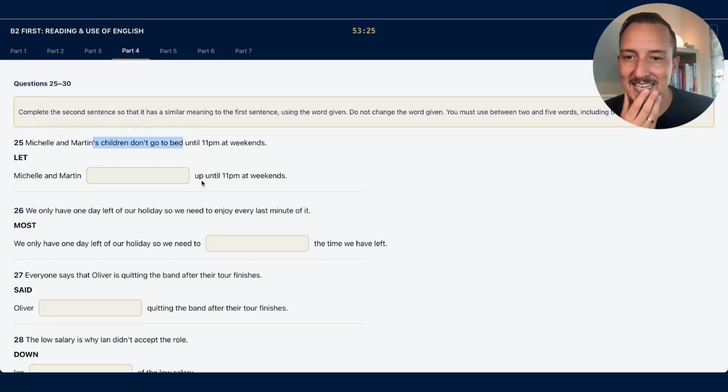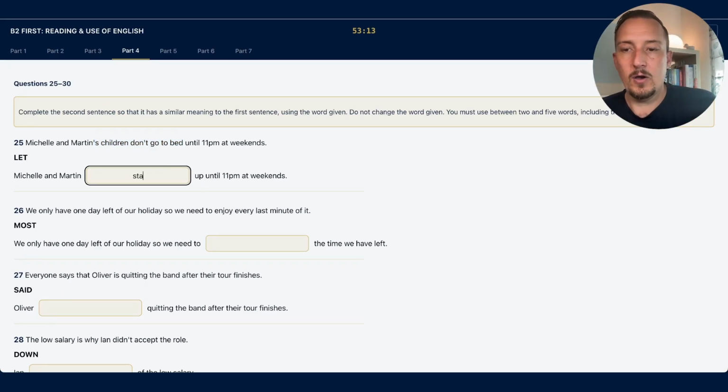Now, notice in the second sentence, we have the word up. That tells me that we need a phrasal verb here. So we need a phrasal verb that has a similar meaning to don't go to bed, or their children don't go to bed. So the word that we can think of is stay up. So that's going to be our final word, I think. I'm pretty sure with this one.